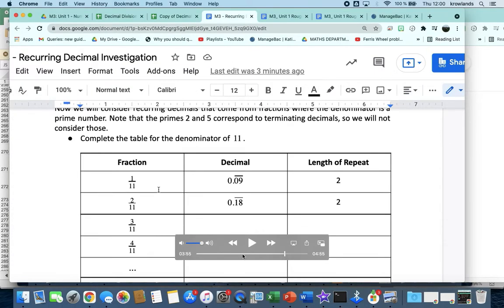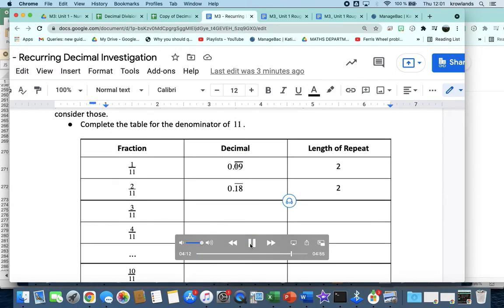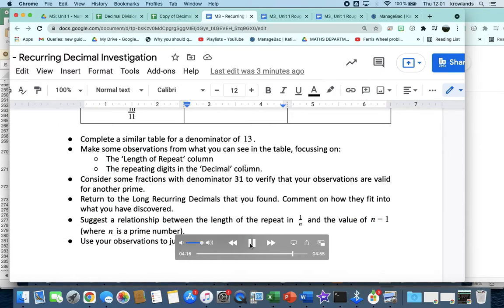Now we're going to go on to section B. Again, this time we're filling out the table, but we're filling out the denominator of 11. Same as before. Then we do it for 13, making sure that you complete both the length and the repeating digits. And you should be able to notice a pattern here. So we're going to repeat the process now with 31. This time you can see the 0 and 9 are repeating, so we put 0, 9 with a line above the top.